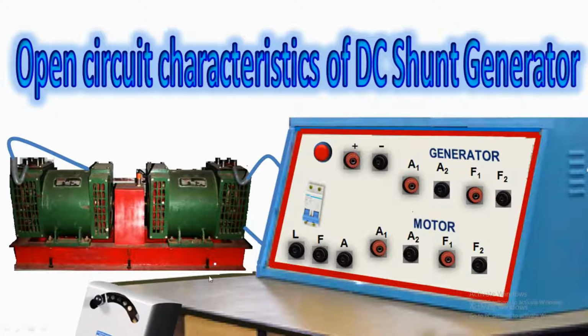Then this is the 3-point starter. The purpose of this starter is to reduce the starting current of the motor. Here the prime mover is the DC shunt motor, which is coupled with the DC shunt generator, one of the self-excited generators. The starter terminals are L, F, A: line, field, armature.